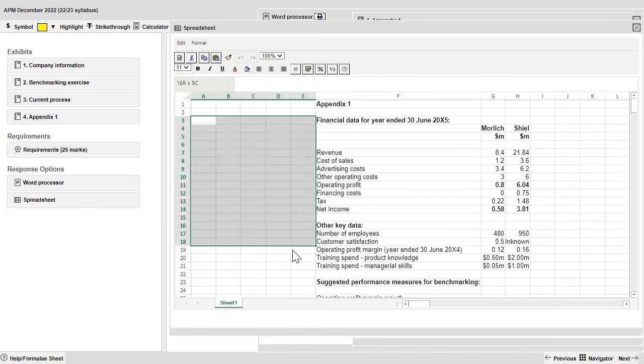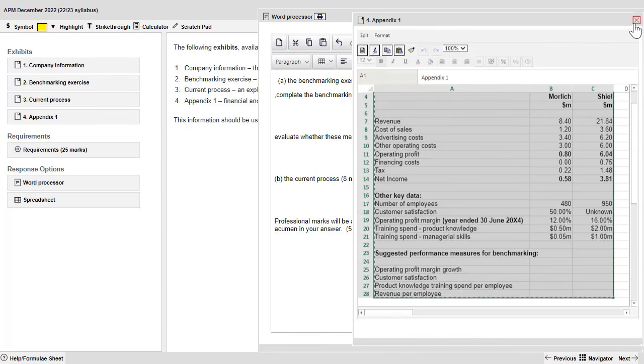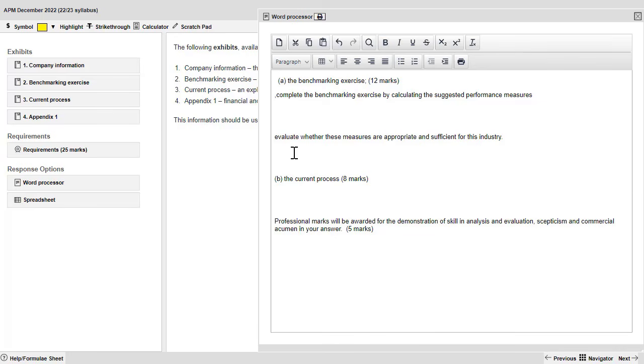I got you set up in the spreadsheet. When you are all done, important, bring your findings over here to the word processor, and then you can complete the evaluation. Are these measures appropriate and sufficient for the industry? Here you're going to need your business acumen, okay, to relate those measures to the industry of the retail optician business that we have here.